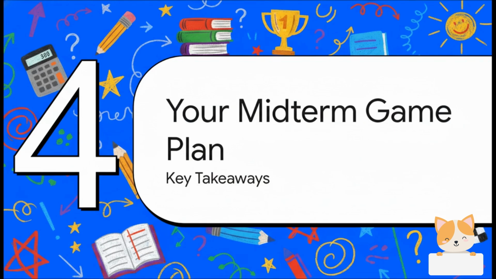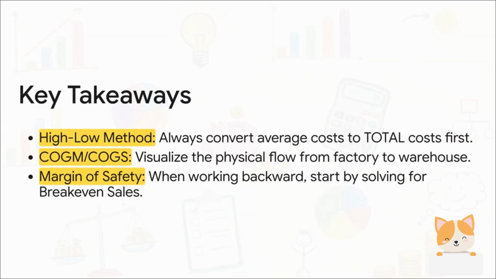Okay, we have covered a lot of ground pretty quickly, so let's wrap this up with a simple little game plan you can take with you right into the midterm. For the high-low method, what's the number one rule? Convert averages to totals, period. For COGM and COGS, don't just memorize formulas. Picture that flow of costs from the factory to the warehouse.